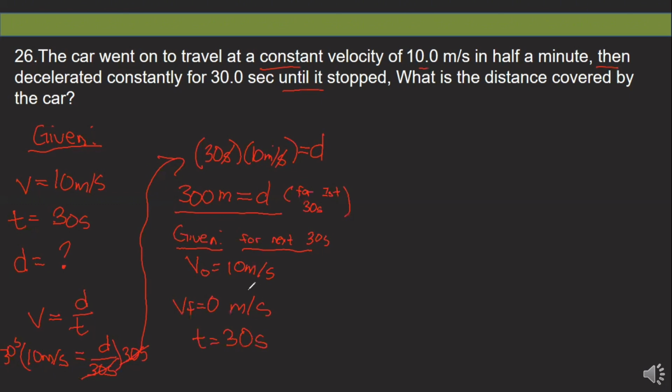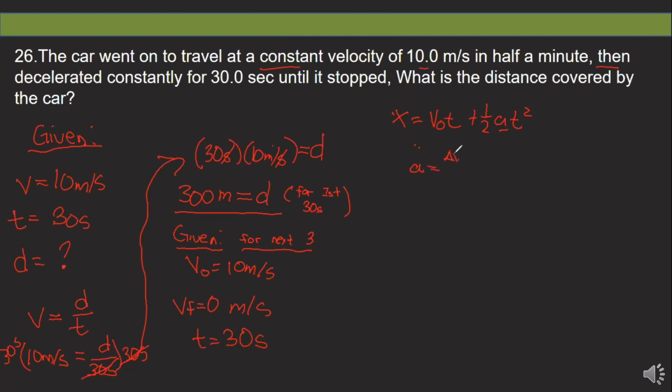How are we going to solve for the distance with this given? As you can see here, we can use the kinematic equation to solve for the distance. Change in x is equal to v initial times t plus 1/2 at squared. However, acceleration is not given. So before we use this equation to solve for the distance, we need to solve for the acceleration first.